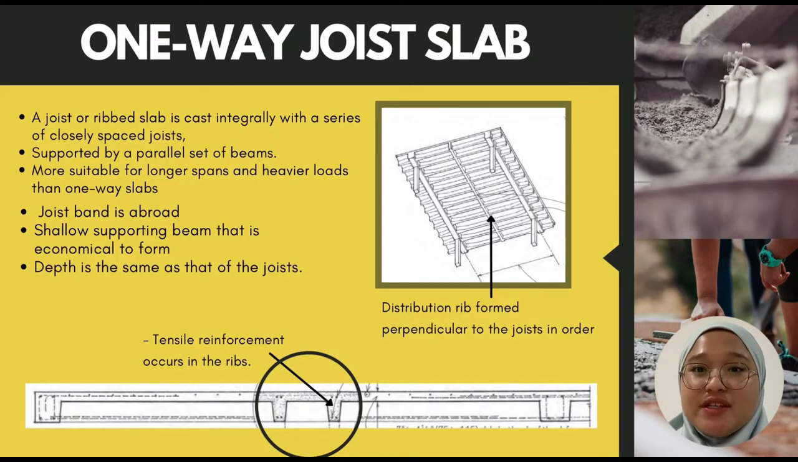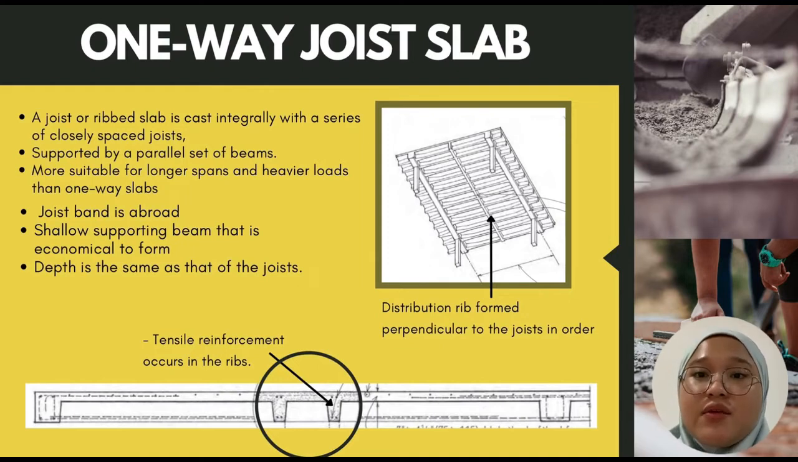Next is the one-way joist slab. A joist or rib slab is cast integrally with a series of closely spaced joists, which in turn are supported by a parallel set of beams. It is designed as a series of T-beams. Joist slabs are more suitable for longer spans and heavier loads than one-way slabs. The distribution rib is formed perpendicular to the joist in order to distribute possible load concentration over a larger area. A joist band is a broad, shallow supporting beam that is economical to form because its depth is the same as that of the joist.